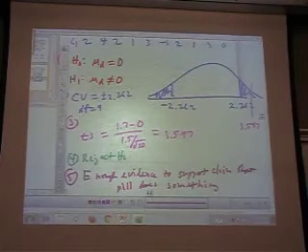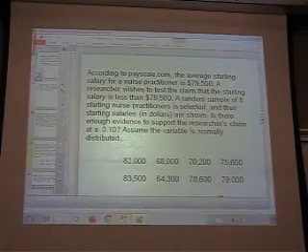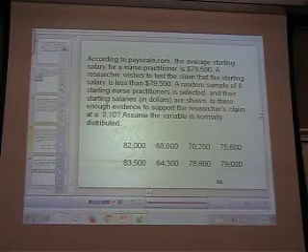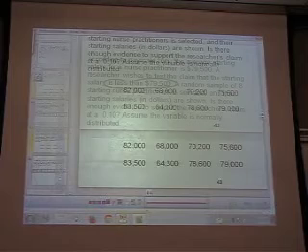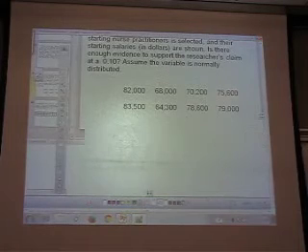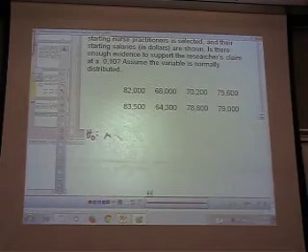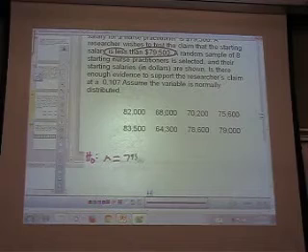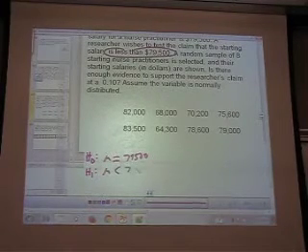All right, so let's take a look at number 5. So my claim is less than. So my H naught is that mu is equal to what? 79,500. Your H1 would be that mu is less than 79,500.